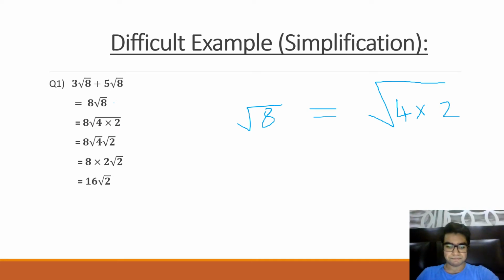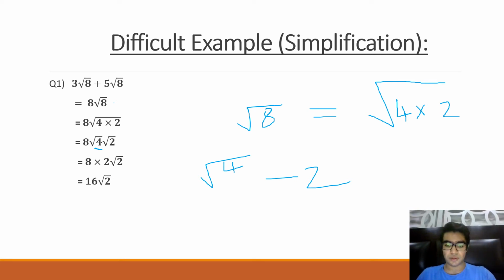In the next step, root of 4 times 2 basically means root 4 times root 2. So we simplify it even more. Root 4 is 2. Root 4, as you know, is a perfect square number. Root 4 is equal to 2. So this becomes 2 over here, and it's 8 times 2 root 2. Then we multiply these numbers together, so 8 times 2 is equal to 16, and then we bring root 2 down.